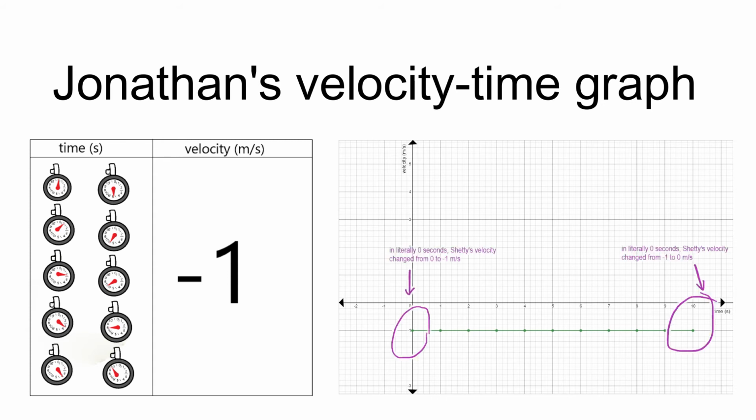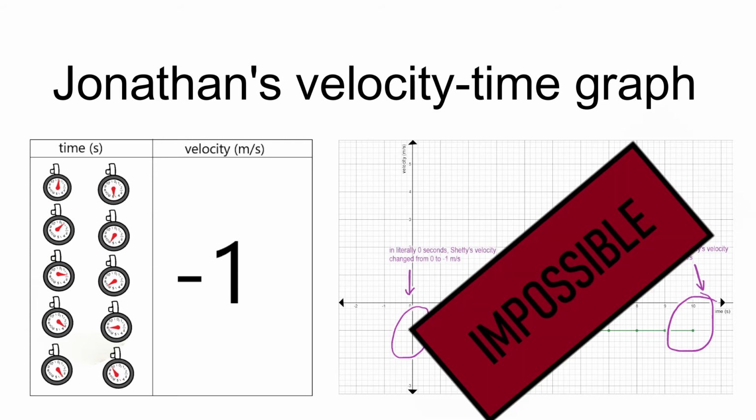According to this graph, it took Jonathan 0 seconds to start pedaling to reach the speed of 1 meter per second and 0 seconds to brake and stop at a standstill to avoid ramming into Sunita. Think, does that make sense to you? To me it does not, and indeed it is impossible for Jonathan to do this.